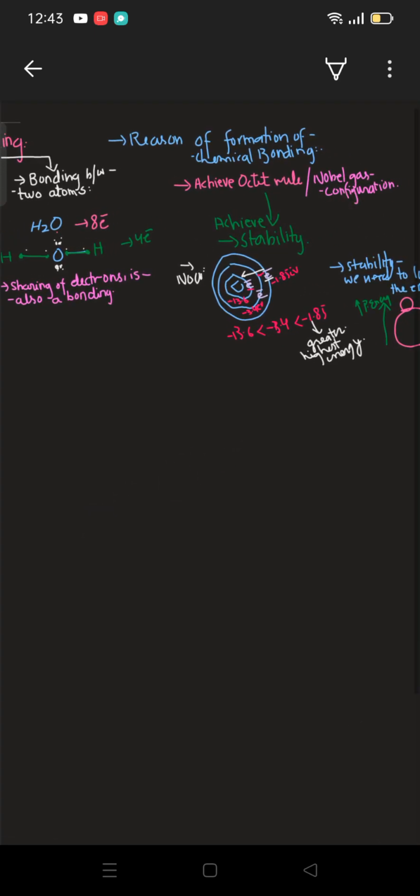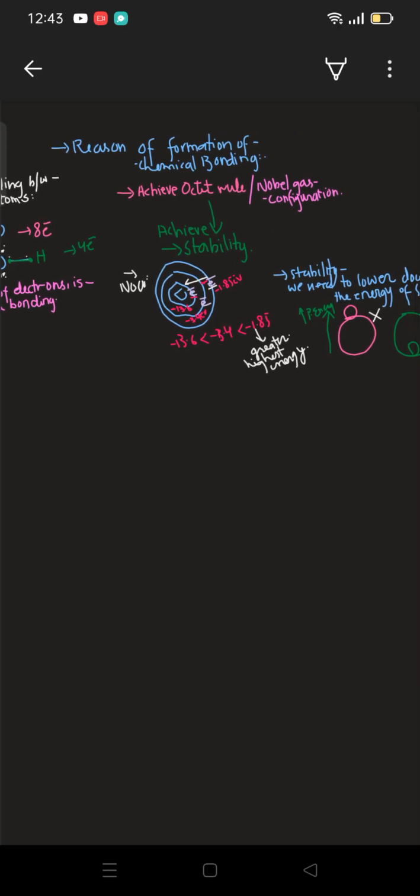Then secondly, we discussed the reason for the formation of the chemical bond. Why do we form a chemical bond? Initially scientists said it was to achieve the octet rule. We should have 8 electrons in our outermost shell, except for hydrogen and helium, which should have two electrons in their outermost shell. So the reason was to achieve the noble gas configuration, because in their last or valence shell they have the octet completed.